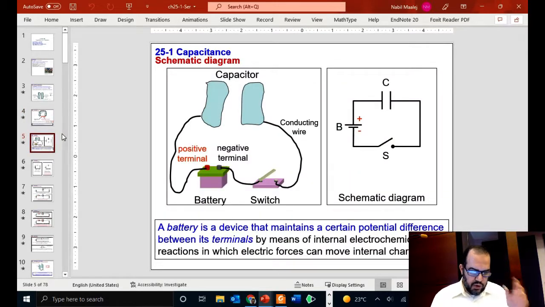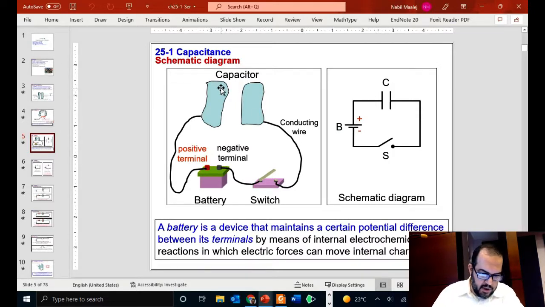So how do we connect capacitors? Usually we connect capacitors to a circuit. Here we are showing a simple circuit where the capacitor plates are shown, and we have conductors, wires, which have very low resistance. They are connected to a switch, so we can close or open it, and the switch is connected to a battery. The positive terminal of the battery is connected to one plate of the capacitor, and when we close the switch, the negative terminal is connected to the other plate of the capacitor.